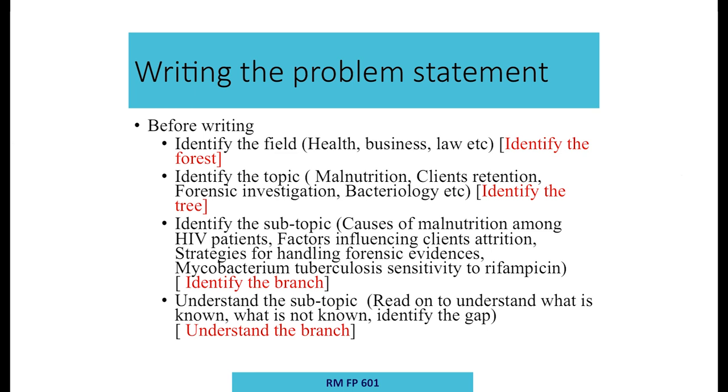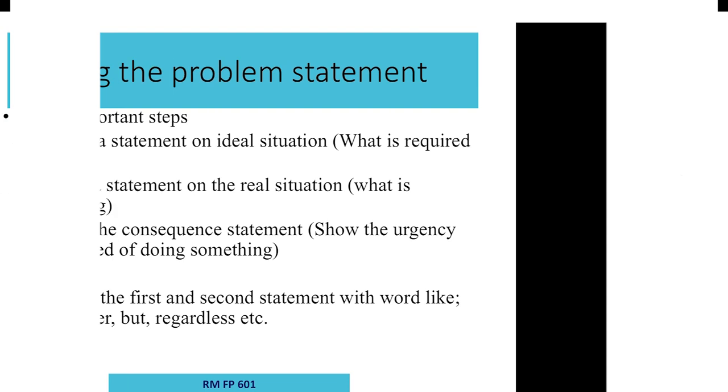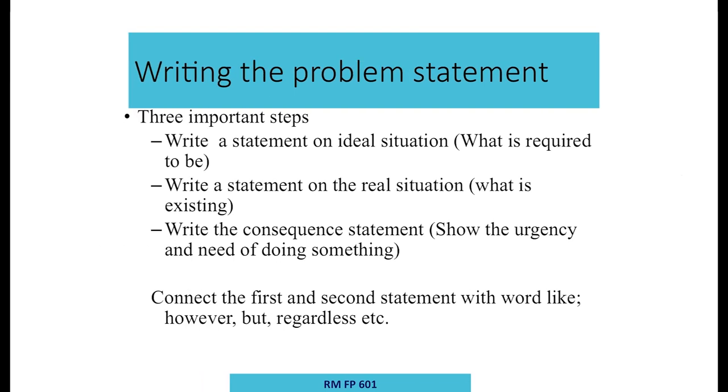After identifying the branch, now you have to identify the gap. That is, you read around to understand what is known, what is not known, and you identify the gap. In this case, you get an understanding of the branch where you want to land. Having understood the prerequisites for problem statement writing, you need to know now three important steps for writing the problem statement. The first important step is writing a statement on the ideal situation.